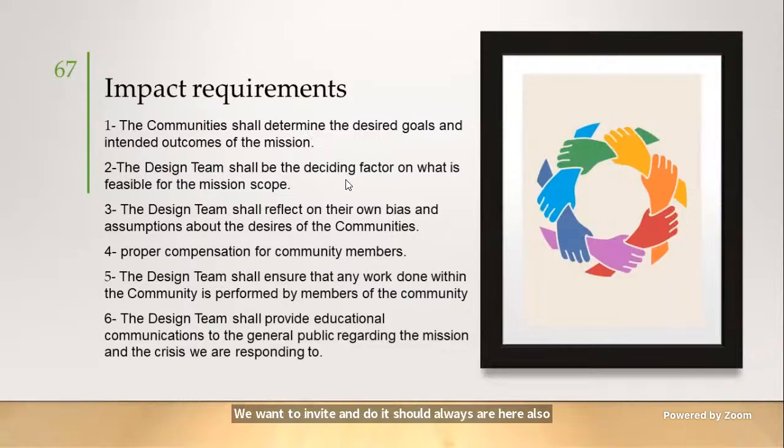Also, the design team shall be the deciding factor of what is feasible for the mission scope. We want to ensure that the project is possible within the constraints that exist. The third one is that the design team shall reflect on their own bias and assumptions about the desires of the communities to ensure that the design team's personal biases don't undermine the desires or goals of the communities. Proper compensation for community members in line with our values of taking into consideration the social impacts of our project and making sure that the communities know that we value their input.